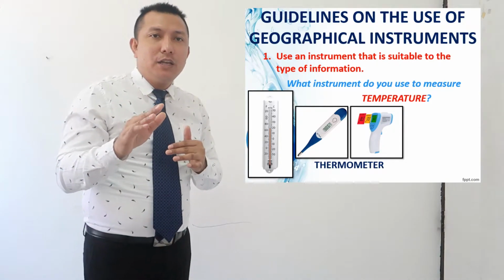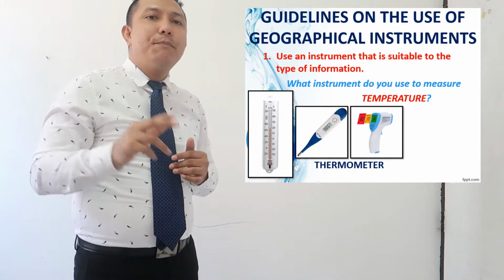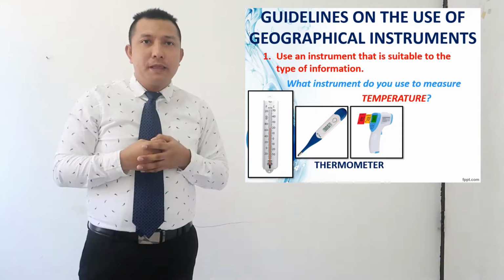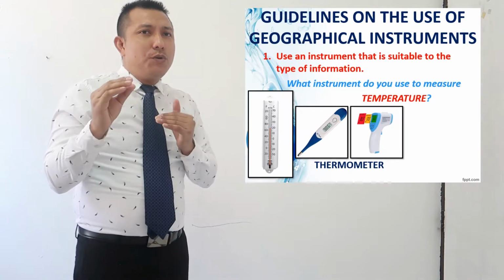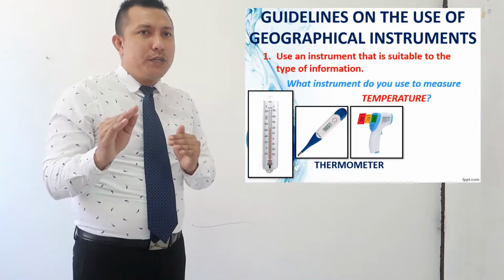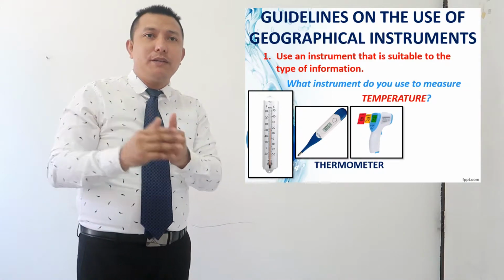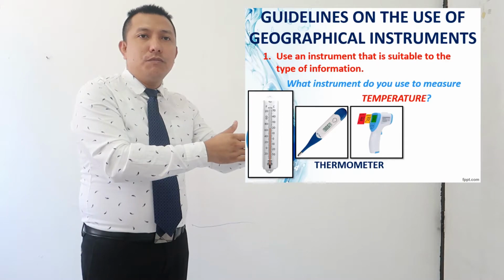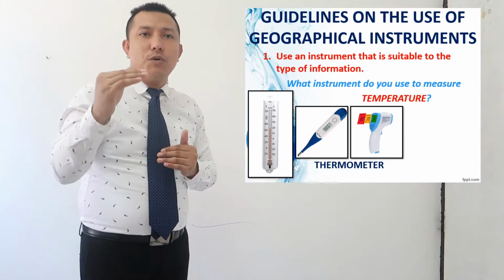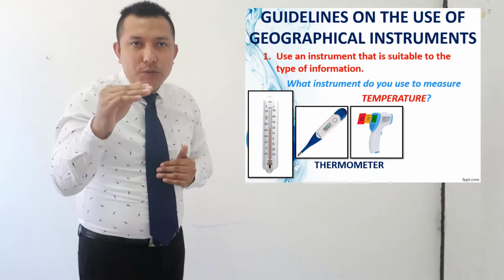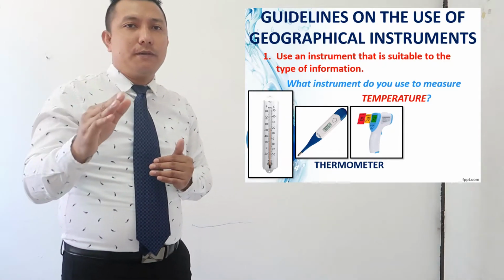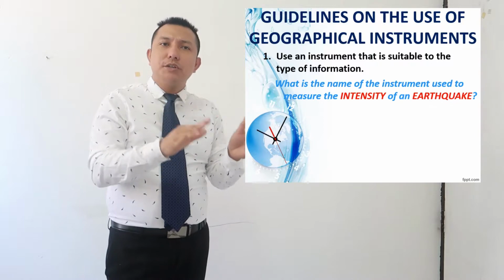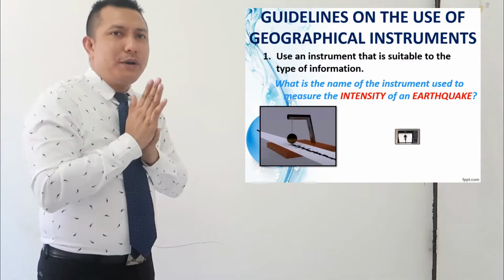Thermometer is a device used for measuring temperature, especially of the air or a person's body. That is why, class, we need to know the suitable instrument that we need to use. You cannot determine the measurement of the temperature if we use the microscope. So therefore, you have to know the instrument that is suitable to the type of information. Another question. What is the name of the instrument used to measure the intensity of an earthquake? What is it again?